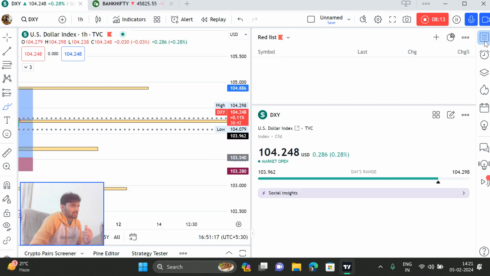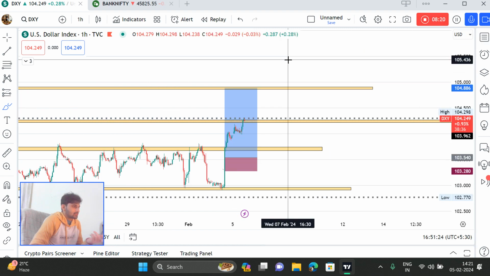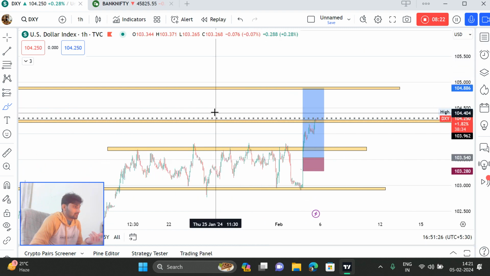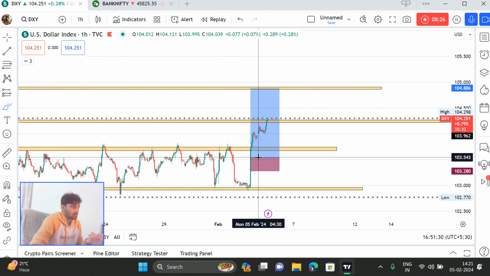You can close the dollar right now also, because it is very difficult to hit our second target. But if you want to wait, you can wait for a second target also, but we achieved a good target here.